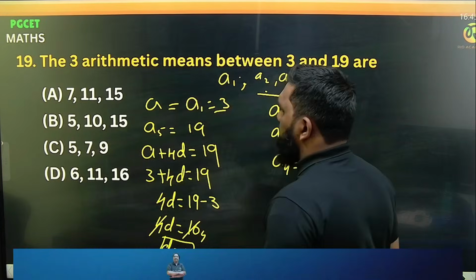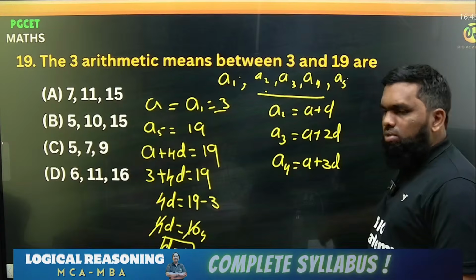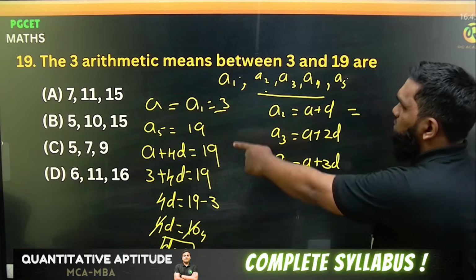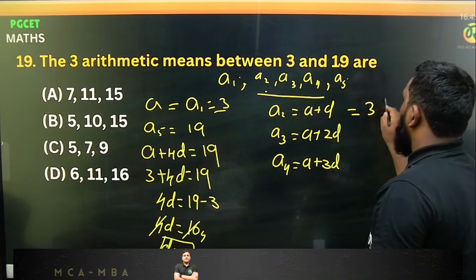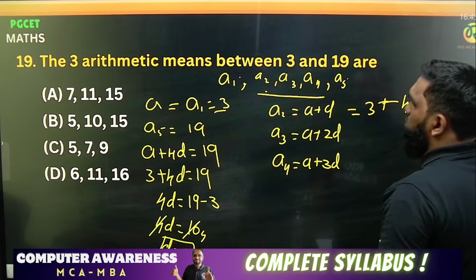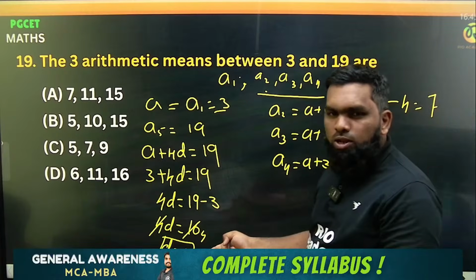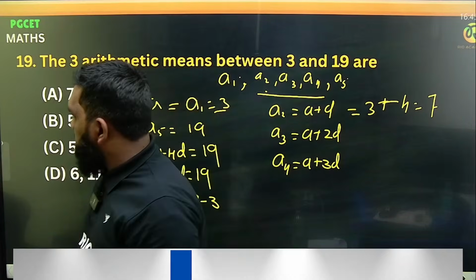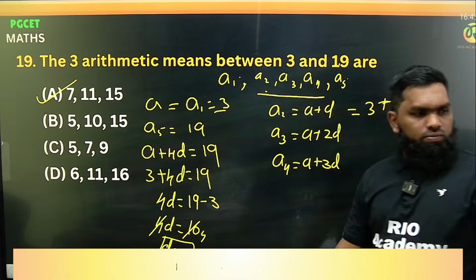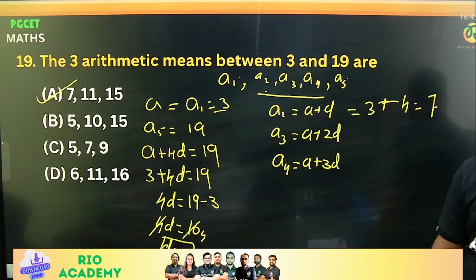If we find any of them, automatically a value will come. Now see, A value we have is 3 plus D value we have 4. That is 7. Which is the option? Already we have 7 in only one option. That is, we need not find any other values. That is option A.